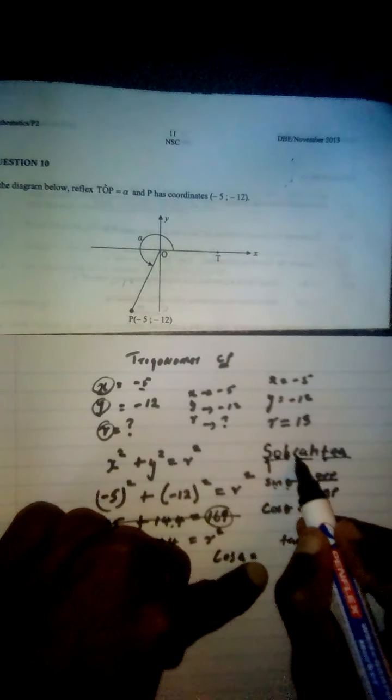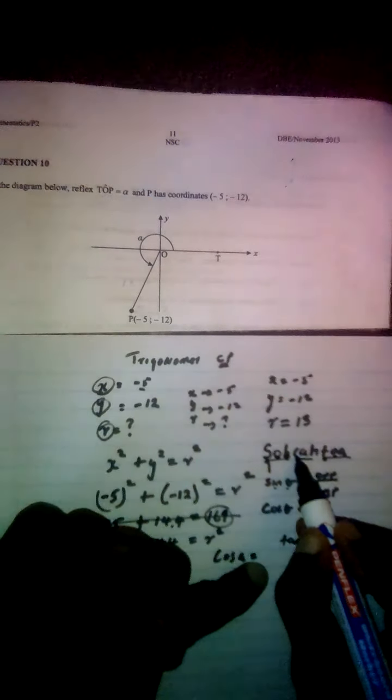It's very important, guys, to use the concept of SOHCAHTOA, where we say sine is opposite over hypotenuse. O is for opposite, H is for hypotenuse, C is for cos. Cos is adjacent over hypotenuse. Tan is opposite over adjacent. So when we want cos alpha, cos of an angle is adjacent over hypotenuse.